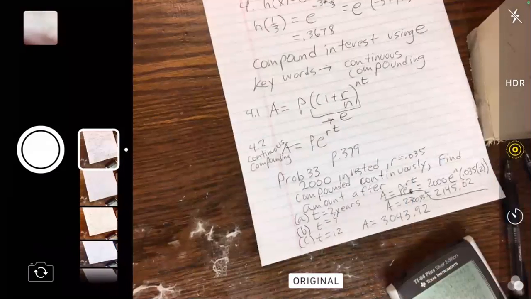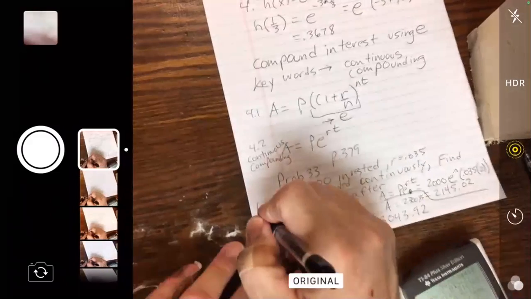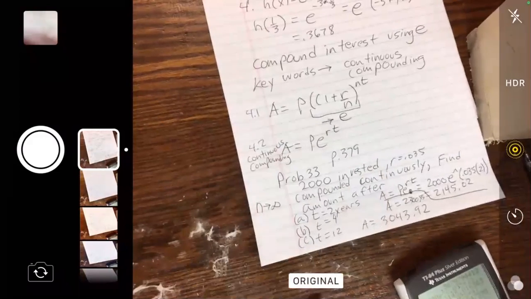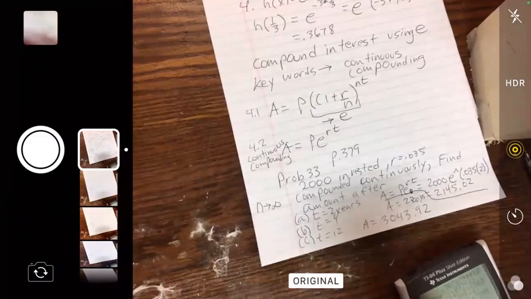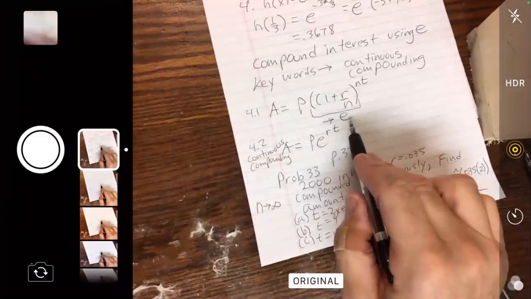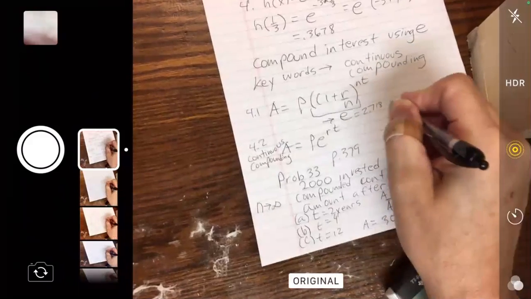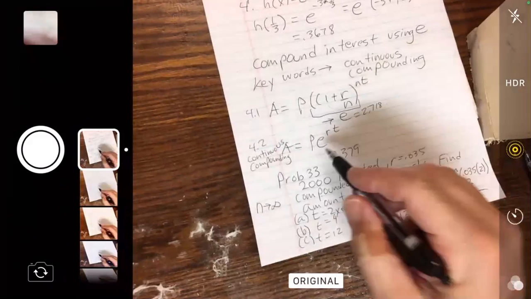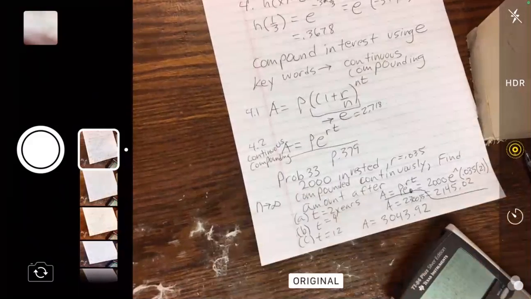So hope that helps you. There is no n value. n has gone to infinity. They're continuously crunching through the formula and adding it back. And therefore your base becomes e, this number e, 2.718, blah, blah, blah. And your formula has no n in it. A equals P e to the RT under continuous compounding.